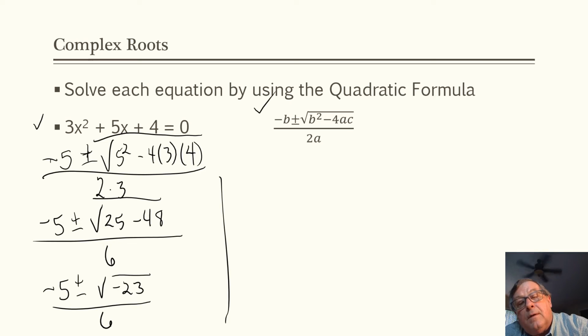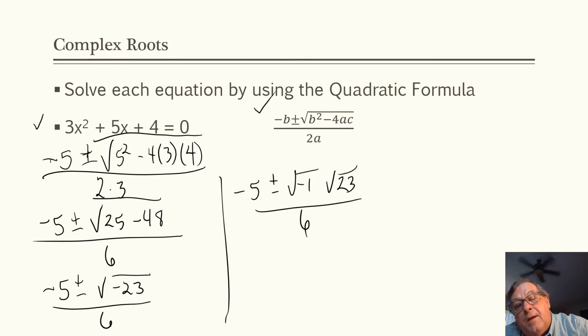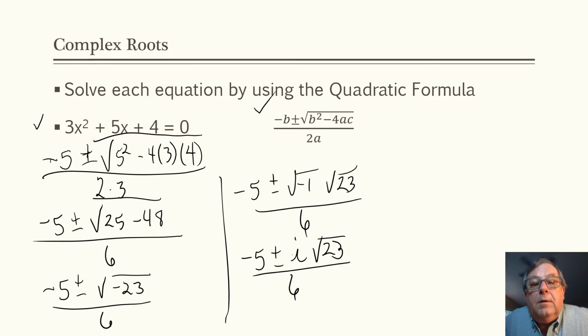Now, this square root of negative 23 can be written as square root of negative 1 times the square root of 23 over 6. And what is the square root of negative 1? In imaginary world, it is i. And so we have a complex root for this quadratic equation, 3x squared plus 5x plus 4, and it is negative 5 plus or minus i times the square root of 23 over 6.